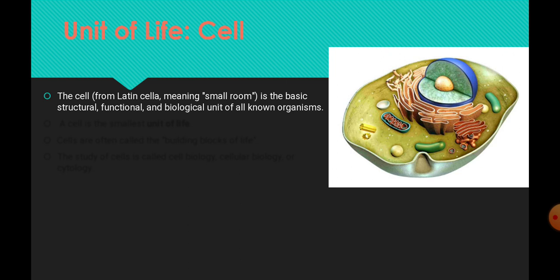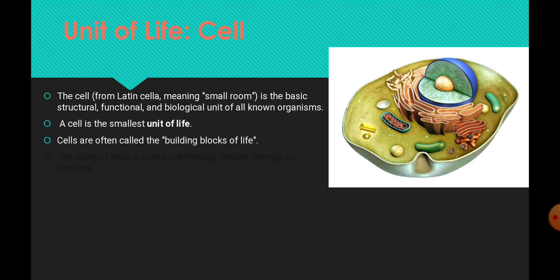And so the word cell was derived from the Latin cella, which means a small room. As the structure is like a small room, that's why the name was cell. It is the basic structural, functional and biological unit of all known organisms. So a cell is the smallest unit of life. Cells are often called the building blocks of life. The study of cells is called cell biology, cellular biology or cytology.